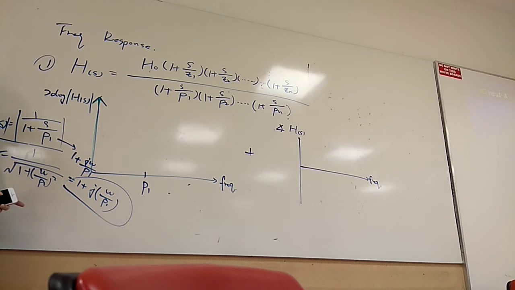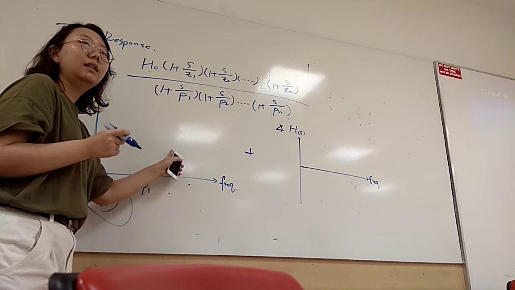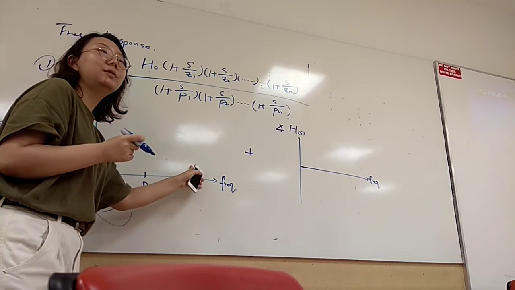What is so special about this pole? What's the property of a pole? What we call it a pole is because once the gain plot hits this pole, it will decrease. And what's the rate of decrease? 20 dB per decade. That means once the frequency increases by 10 times, the gain will drop by 20 dB. Frequency increases by 10 times again, the gain will drop by another 20 dB.